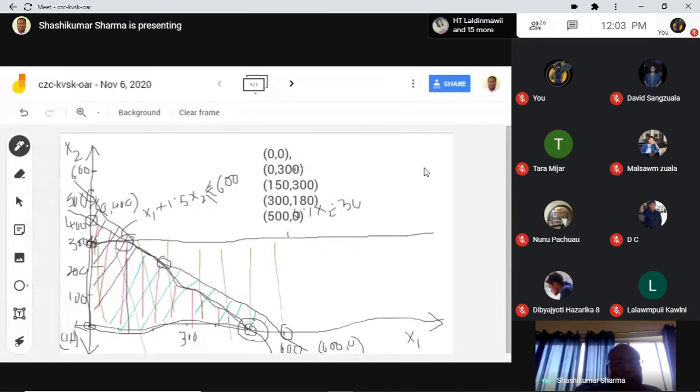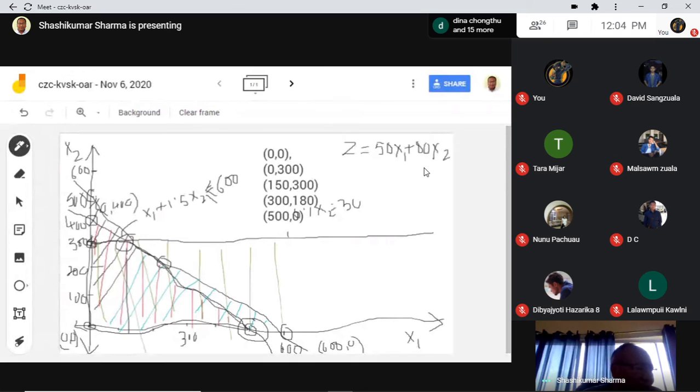Now these figures you put into the main objective function. If you remember, my z is equal to 50x1 plus 80x2. Now you put these values into x1 and x2 and find out which has the maximum value. The one which gives you the maximum value is the solution.